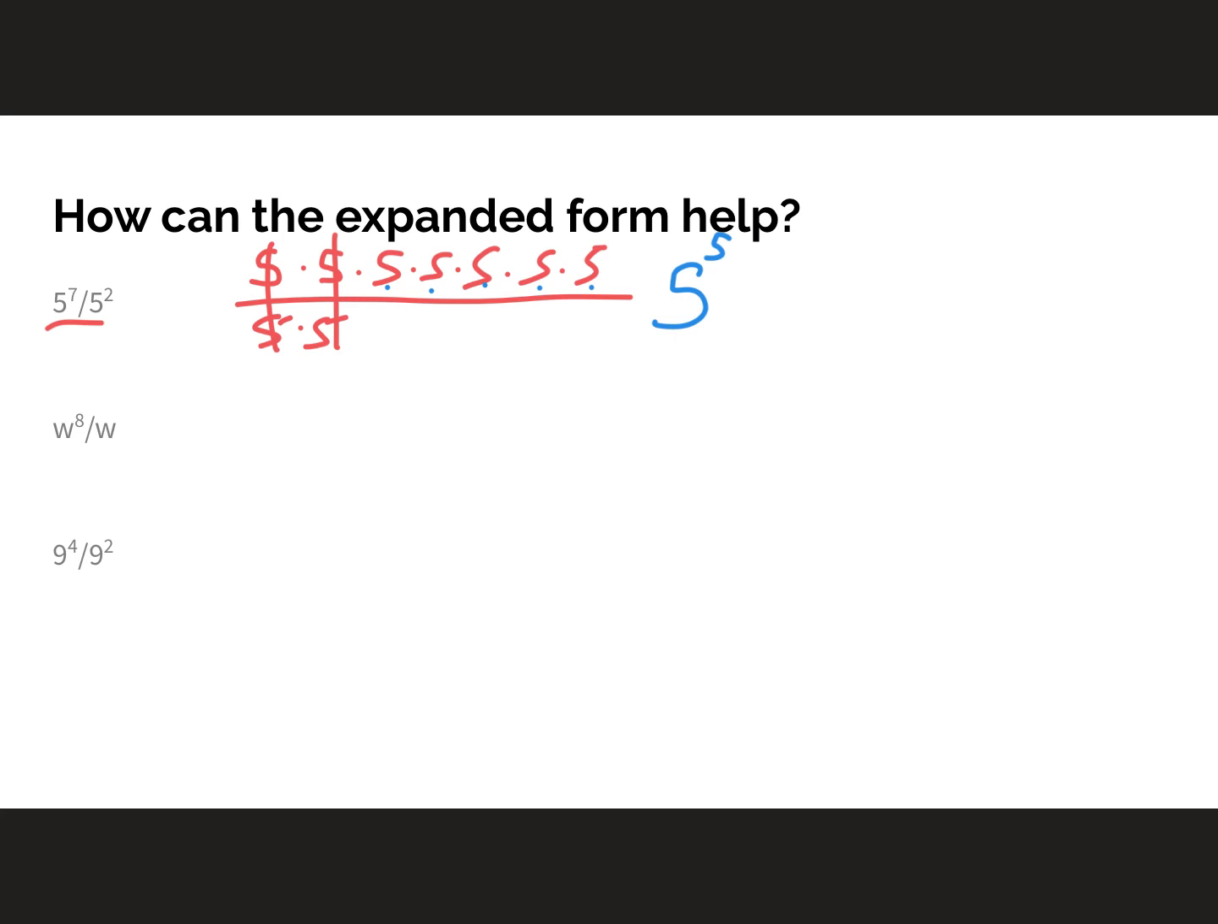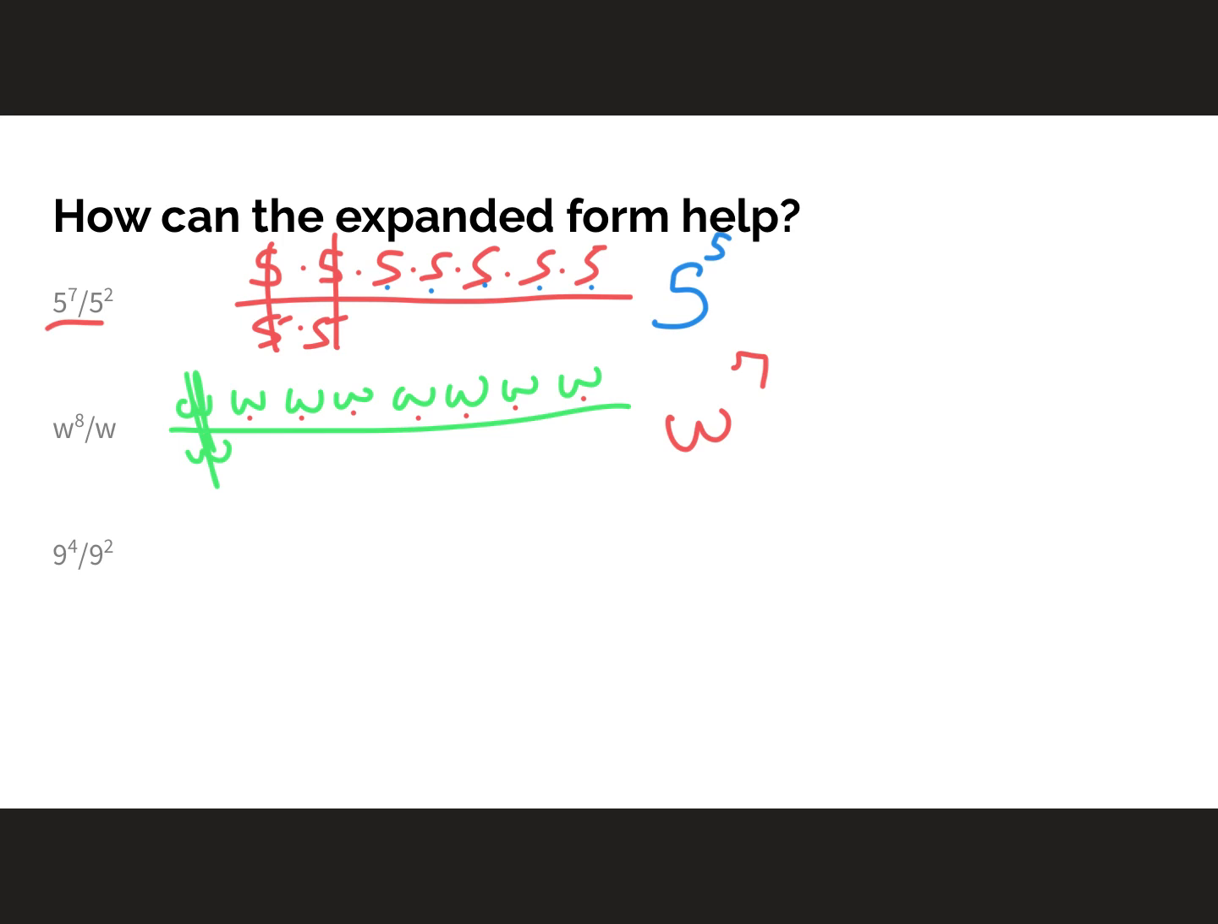Well, let's try another one. Here I have w to the 8th power, 1, 2, 3, 4, 5, 6, 7, 8 w's divided by 1 w. Again, I can cancel out. w divided by w is 1. It goes away. And I am left with 1, 2, 3, 4, 5, 6, 7 w's. So this is w to the 7th power. We see a pattern yet?